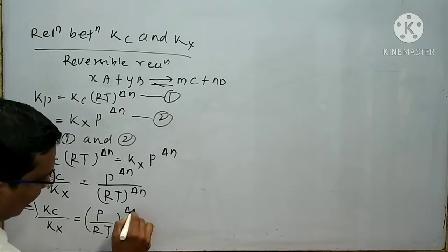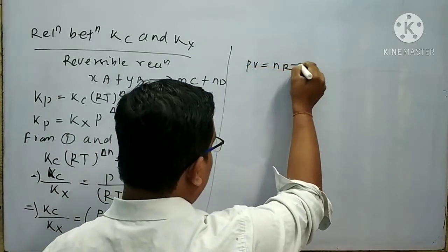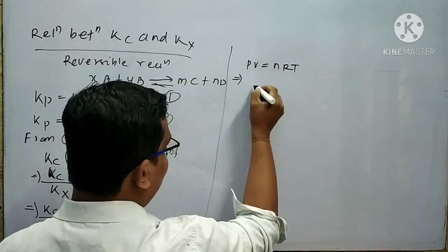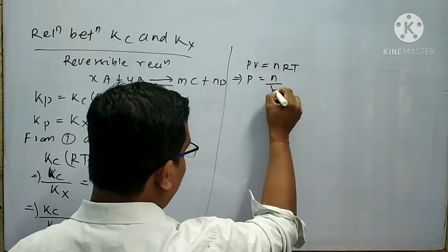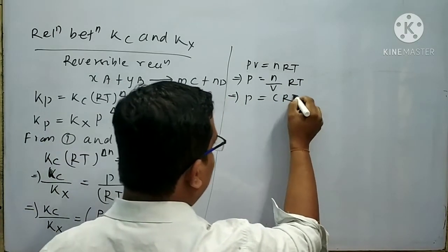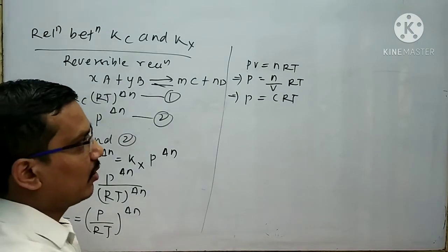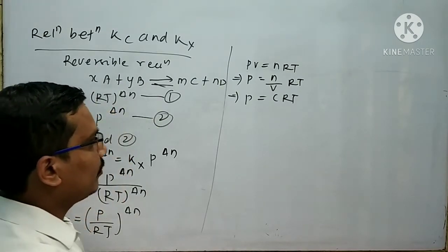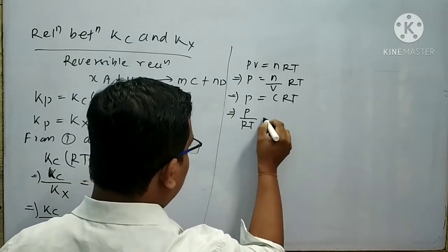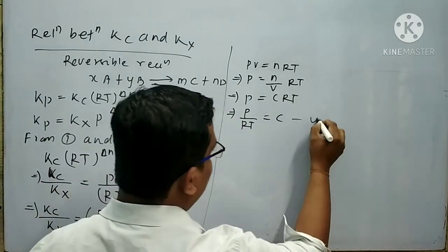We know that PV is equal to nRT. This is your ideal gas equation. This implies that I can write P equal to n by V RT. This implies that I can write P equal to C RT, where C is the concentration which is equal to number of moles divided by volume. This implies that I can write P by RT equal to C. Suppose this is your equation 3, this is your equation 4.